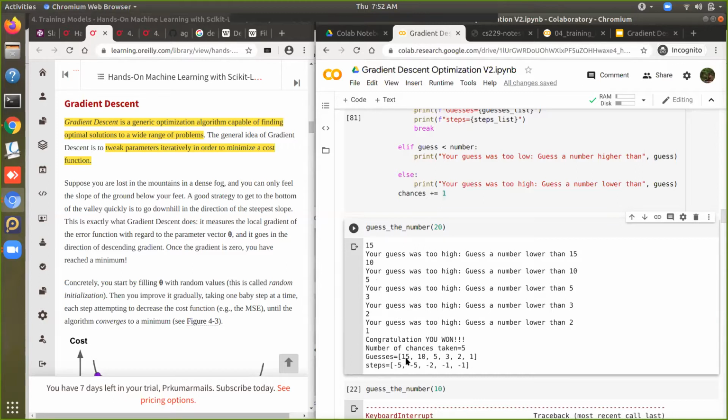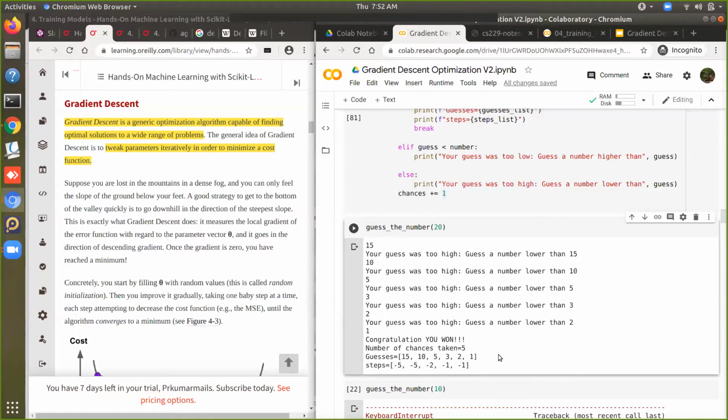The guesses I made initially were 15, then 10. These are the guesses, and we can find the steps. I subtracted 5 from 15, then I got 10. Then again I subtracted 5, then I got 5. So these are all the steps that I have taken, and the step is not uniform.